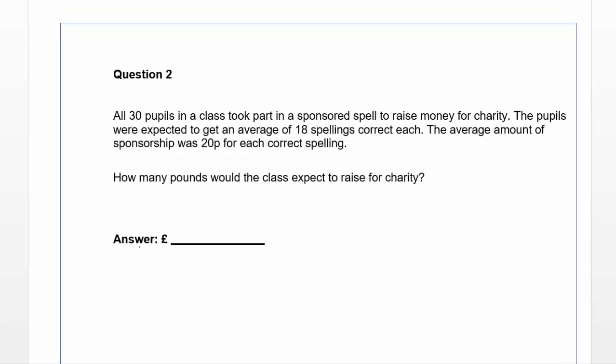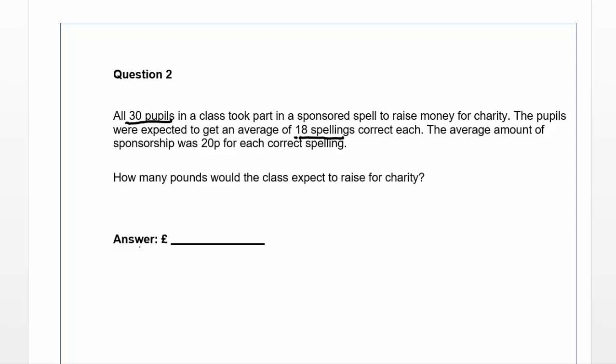Right, let's look at question number 2. All 30 pupils in a class took part in a sponsored spell to raise money for charity. So first things first, we know that there were 30 pupils. Let's underline that. The pupils were expected to get an average of 18 spellings correct each. Okay, so let's underline 18 spellings.